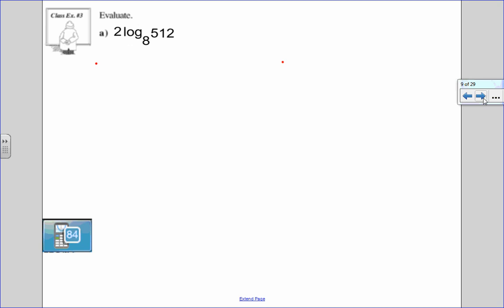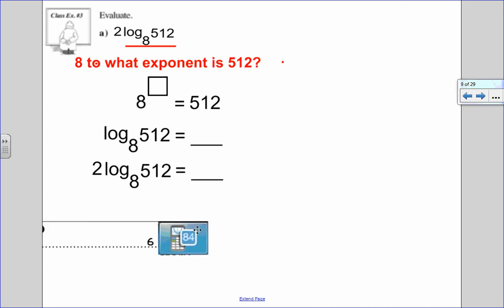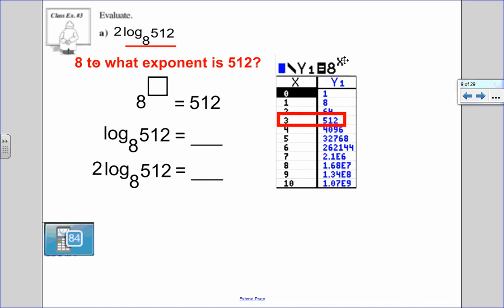Okay, let's try some other ones here. So if I want to evaluate 2 times log base 8 of 512, I'm going to start with the log first. So 8 to what exponent is 512? I'm going to look at my powers of 8. So powers of 8, I can see that 8 cubed is 512. So that means that log base 8 of 512 is 3.